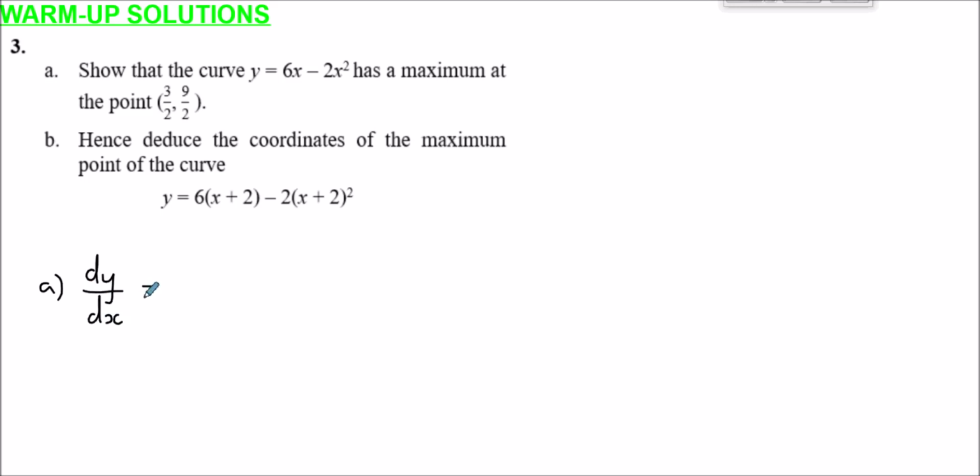So dy by dx, the 6x becomes 6. The minus 2x squared is going to become minus 4x. This 2 comes to the front and multiplies the coefficient of 2 before it. 2 times 2, as I say, gives us 4. The new power of x drops from 2 to just 1. And this gradient function is going to be 0 at any turning point.